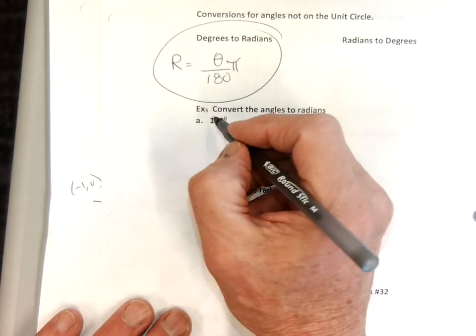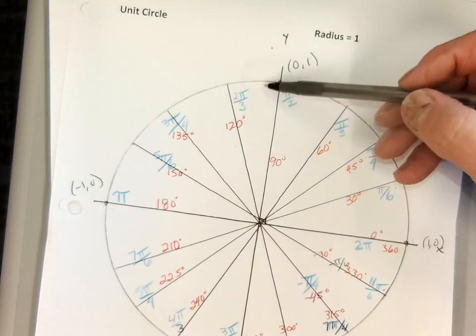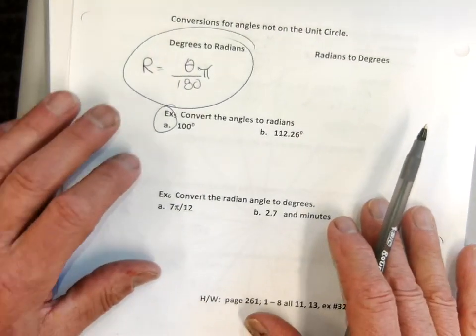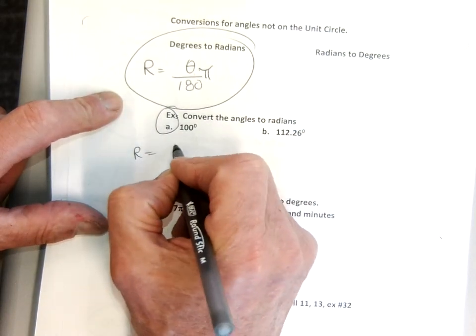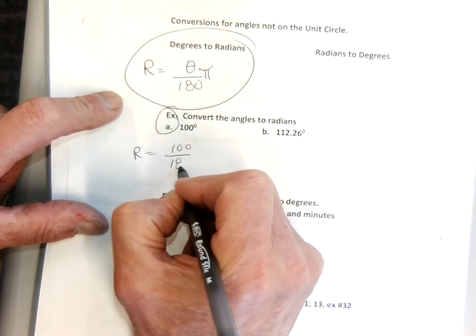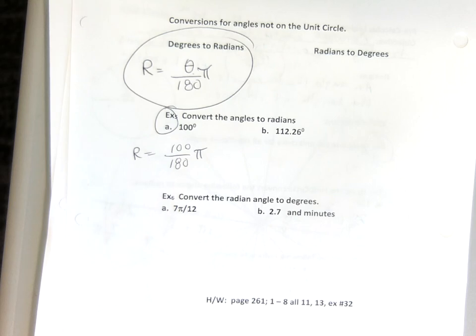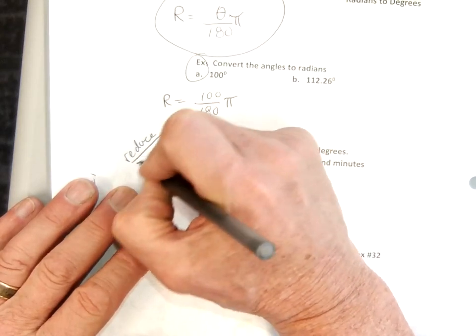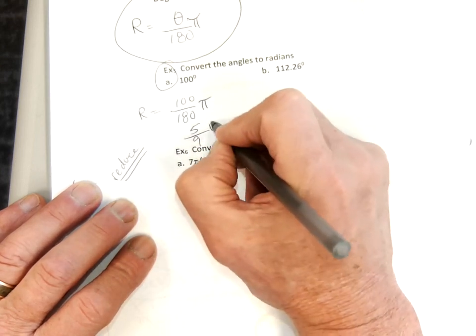So let's do example 5a. Well, I know 100 degrees is about here somewhere, right? And it should have some radian. We should be able to figure that out. So 100 goes in for theta. It's this easy. Your radian is equal to 100 over 180 pi. Now, if I can reduce that, I will. I'm going to reduce to 5/9. You okay with that? Keep it in terms of pi if I can. 5/9 pi, okay?